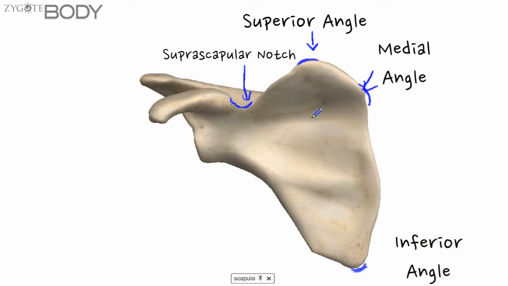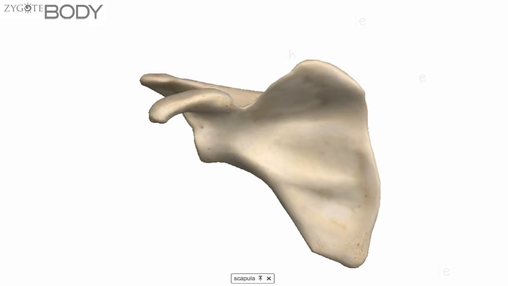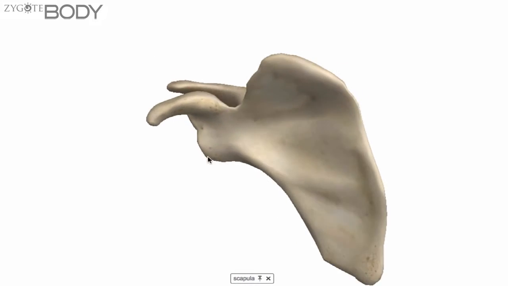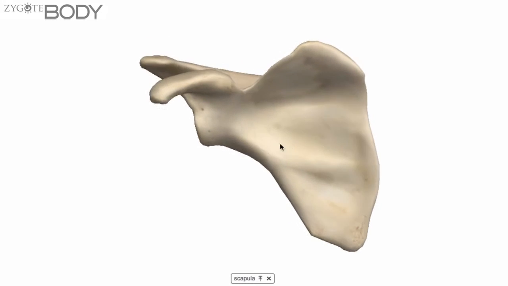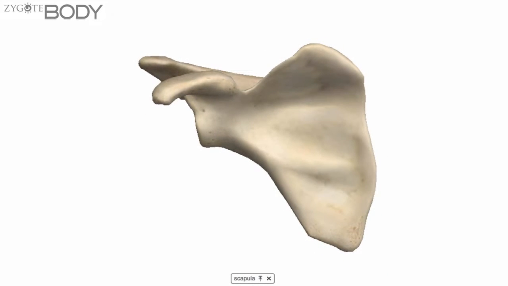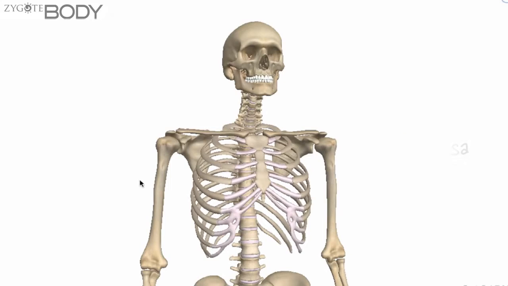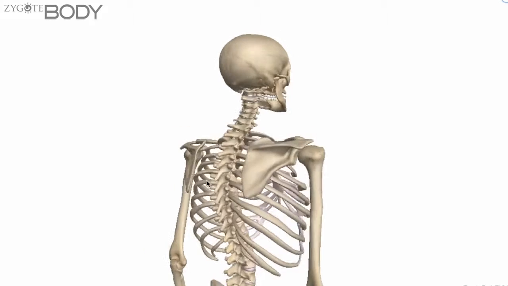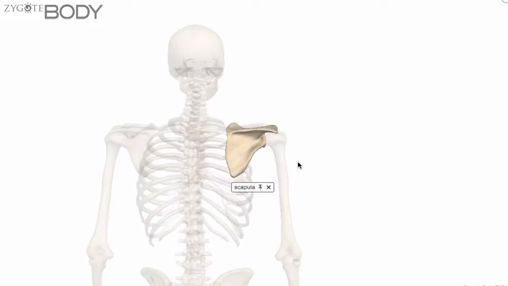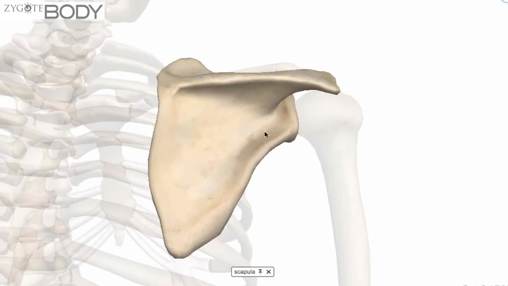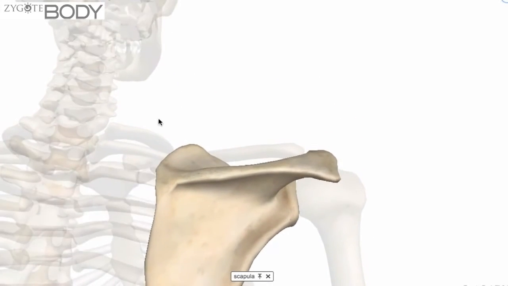Now this broad concavity here that I will try to show you, you can see a concavity here. This concavity is called the subscapular fossa. So what we're going to do now is look at the posterior side of the scapula, so you can see the structures very well.